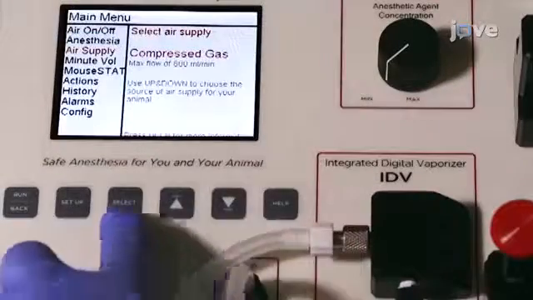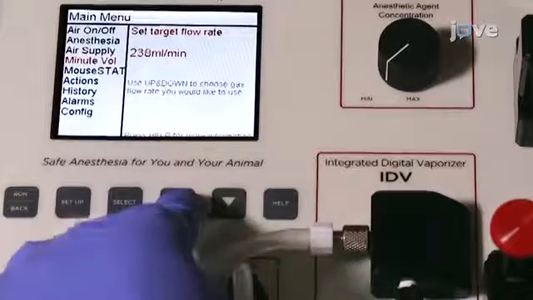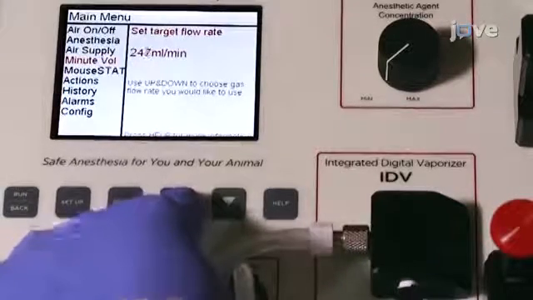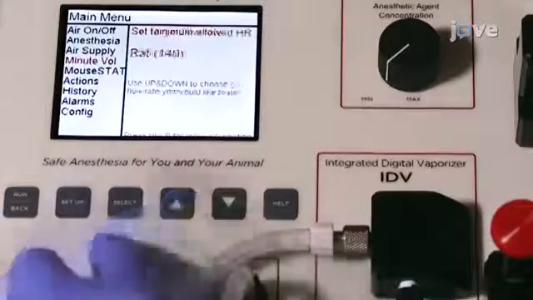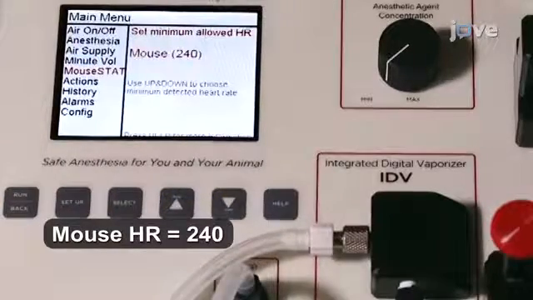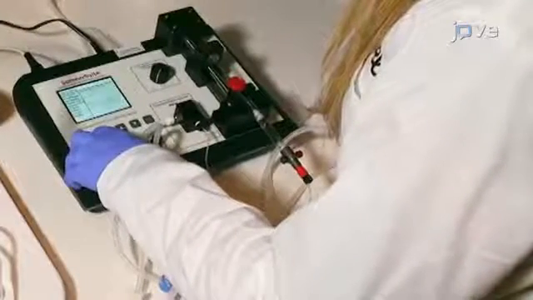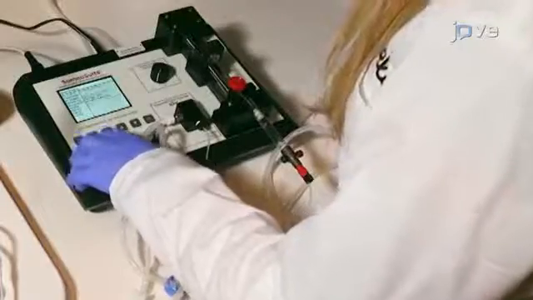Now select the air supply to room air and the minute volume to 250 milliliters per minute. For physiological monitoring, set the minimum detected heart rate to mouse. Begin the airflow to induce anesthesia in the mouse.